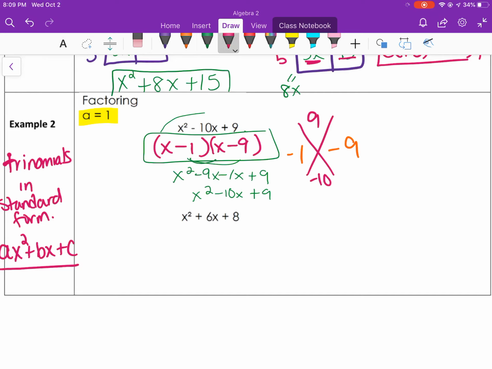So if a equals 1, we find factors of the last number that add up to the middle. So factors of c that add up to b. So factors of 8 that add up to 6. Well, 2 times 4 is 8. 2 plus 4 is 6.